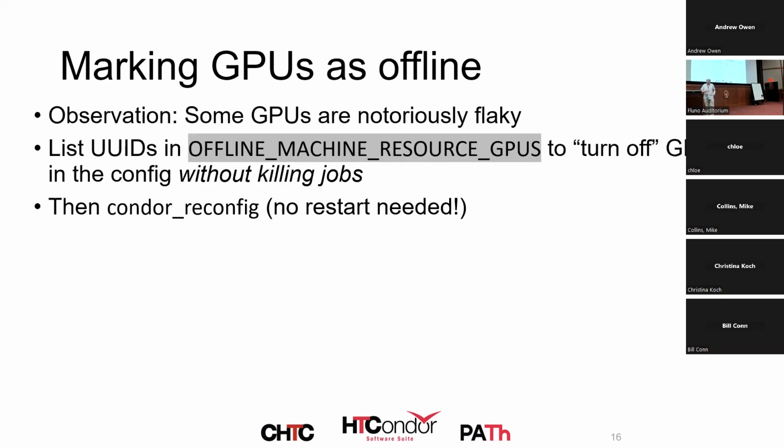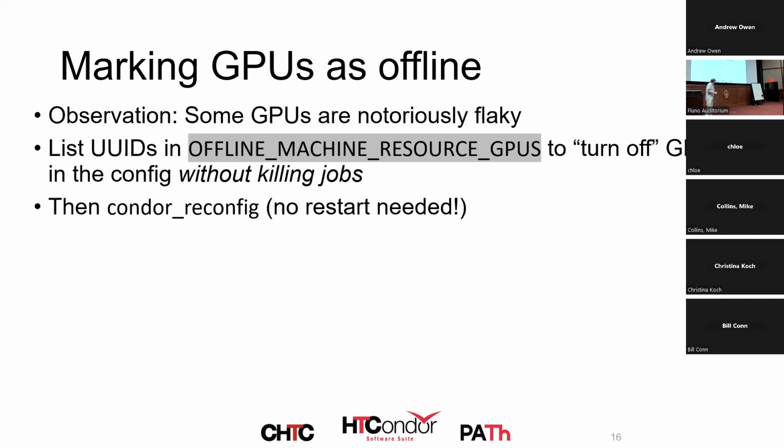One other thing that we've observed in CHTC is that some GPUs can be notoriously flaky. They'll just stop working for who knows what reasons. We've added the ability to set GPUs offline in the execution point config without having to kill running jobs. This is the config knob here, OFFLINE_MACHINE_RESOURCE_GPUS.